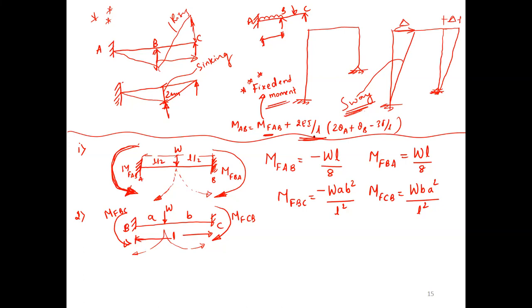What is EI? Flexural rigidity. What is EI? Flexural rigidity, right? When we take flexural rigidity with respect to L, that is nothing but 2EI by L. It is just like a rotational contribution of the member. It's a rigidity factor. Okay, how are we going to arrive at it? You should know a little about how.